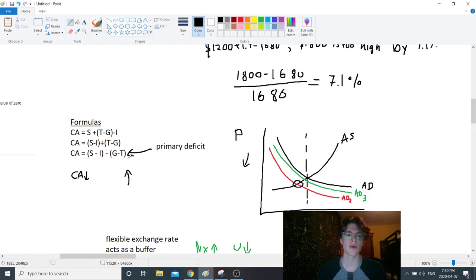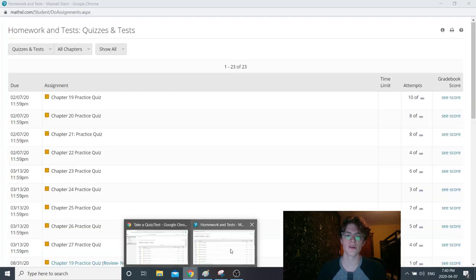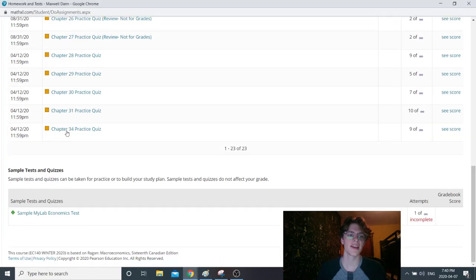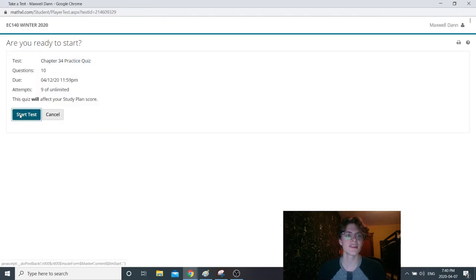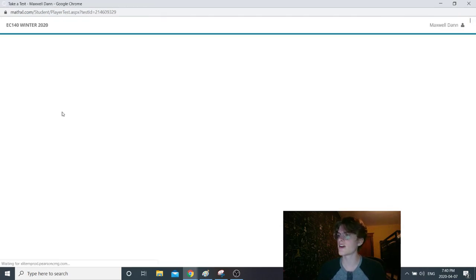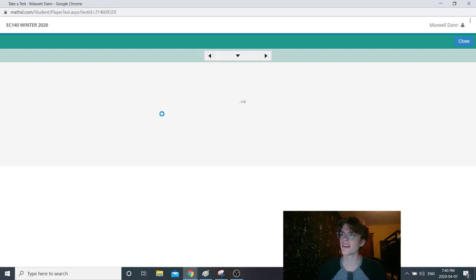And we went over this formula. So I'll do a quiz quickly, and hopefully I will get 10 out of 10. This isn't the easiest topic, and I probably should have read more, but oh well.